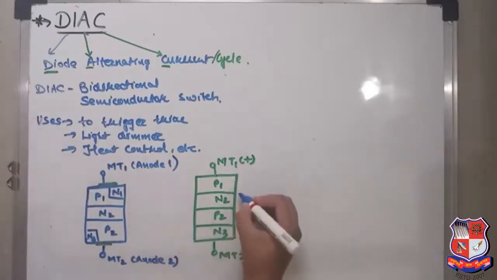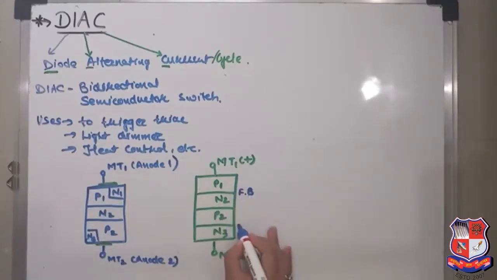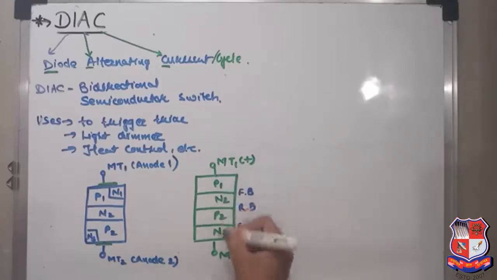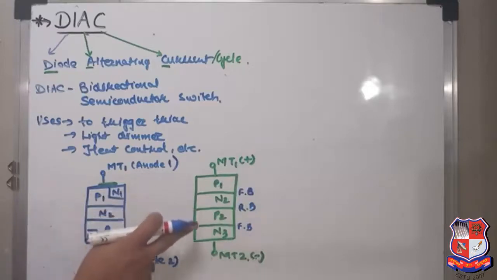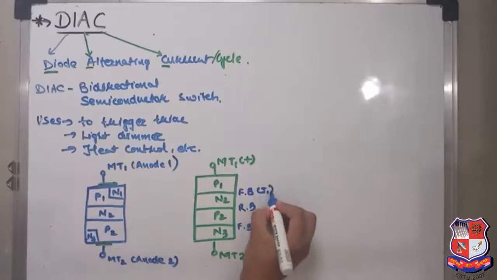See here, the P1 and N2 junction is forward biased. In the same way the P2 and N3 junction is also forward biased. But the N2 P2 junction is reverse biased. It is exactly like the SCR. The SCR also has 4 layers, PNPN, having 3 junctions, labeled J1, J2 and J3.